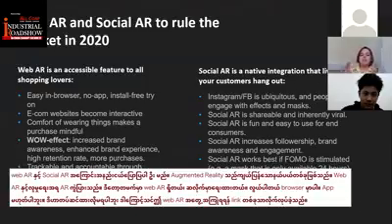I'll be telling you slightly more about web AR and social AR. So augmented reality is a very wide field, and web AR and social AR are its types. On the one hand, we have web AR, which, as it's written on the slide, is easy, it's in browser, it's no app, it's no installs, and it's there for you. So you just follow a link to get to this web AR experience.